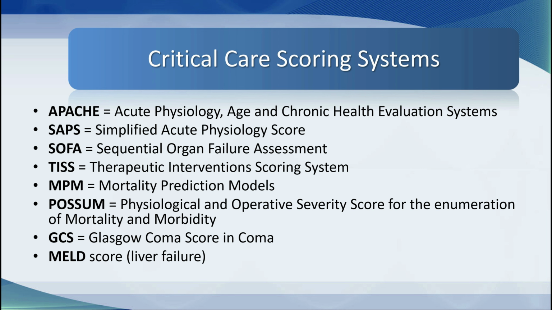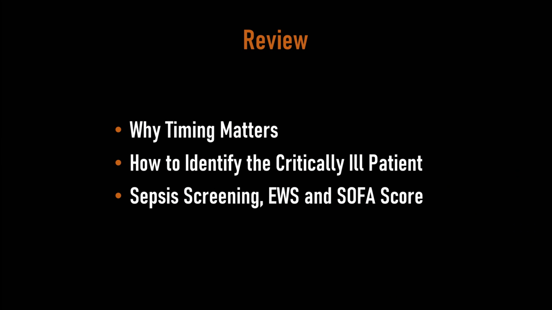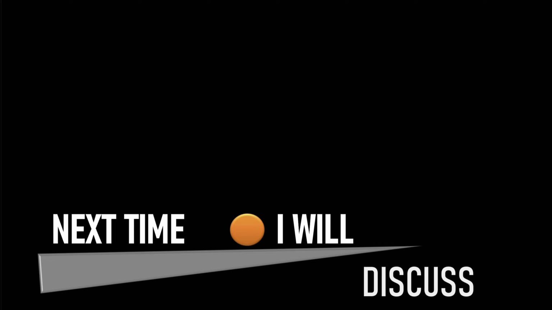Now let's review this tutorial. In this tutorial, I discussed why timing matters in the diagnosis and treatment of acute critical illness. I discussed how to identify the critically ill patient, the kind of things that you get called to on the ward when patients are becoming critically ill, how all of this has been consolidated into a single number known as the early warning score that is combined with sepsis screening, and the SOFA score in the ICU that looks at multi-organ dysfunction syndrome.